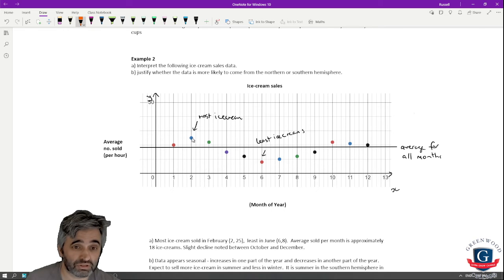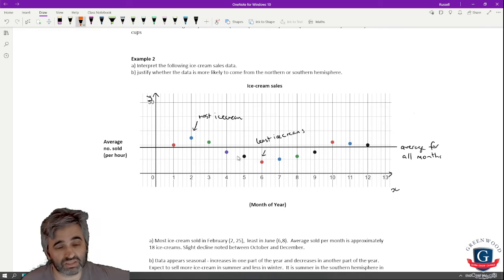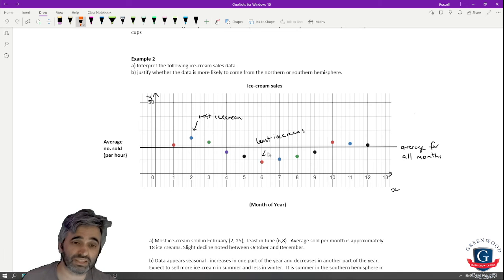They sell the most ice cream in February, and they sell the least ice cream in June. And in here I've drawn a line of best fit, which has as many points above it as below it. 6 points below, 6 points above. It's somewhere in there. Now this is only an approximation. You've got some great tools for finding a line of best fit later, but for now we can just put that in, and we're not going to comment too much on whether it's appropriate or not.